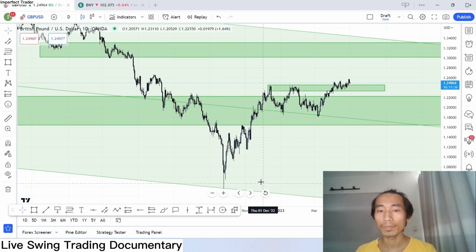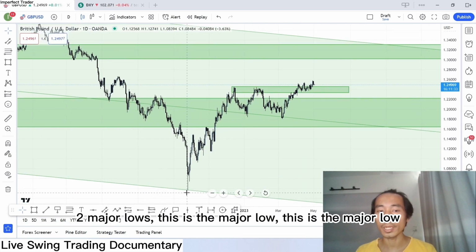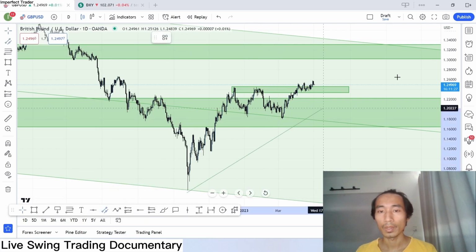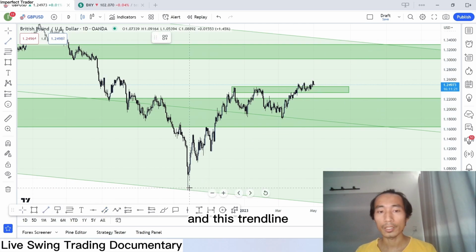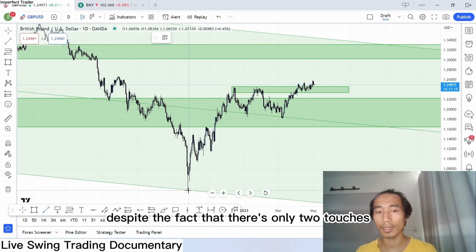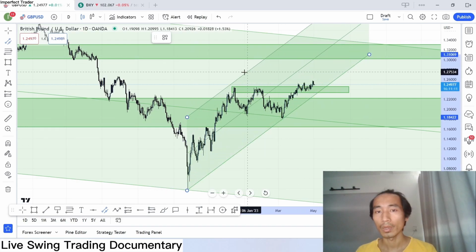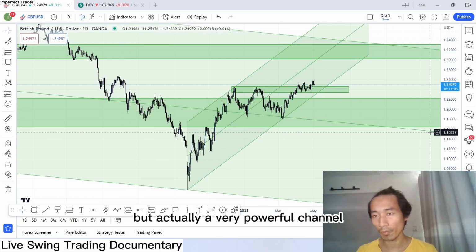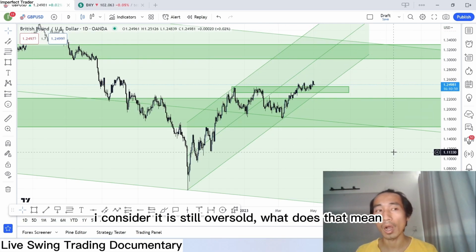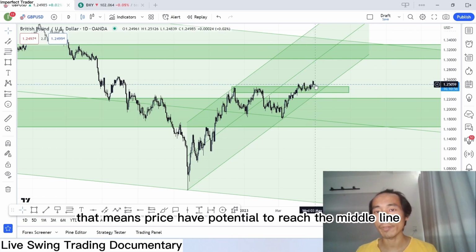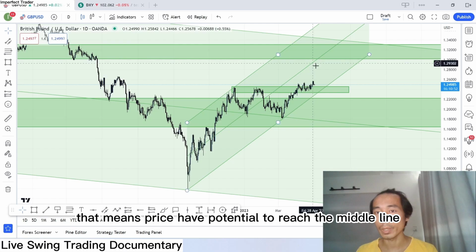Now, if I measure the low, Z is the measure low. We have a Z trend line right here. And the trend line, despite the fact that there are only two touches, is actually a very powerful channel. And in this channel, when price is below the middle line, I consider it still oversold. What does that mean? That means price has the potential to reach the middle line or even higher.